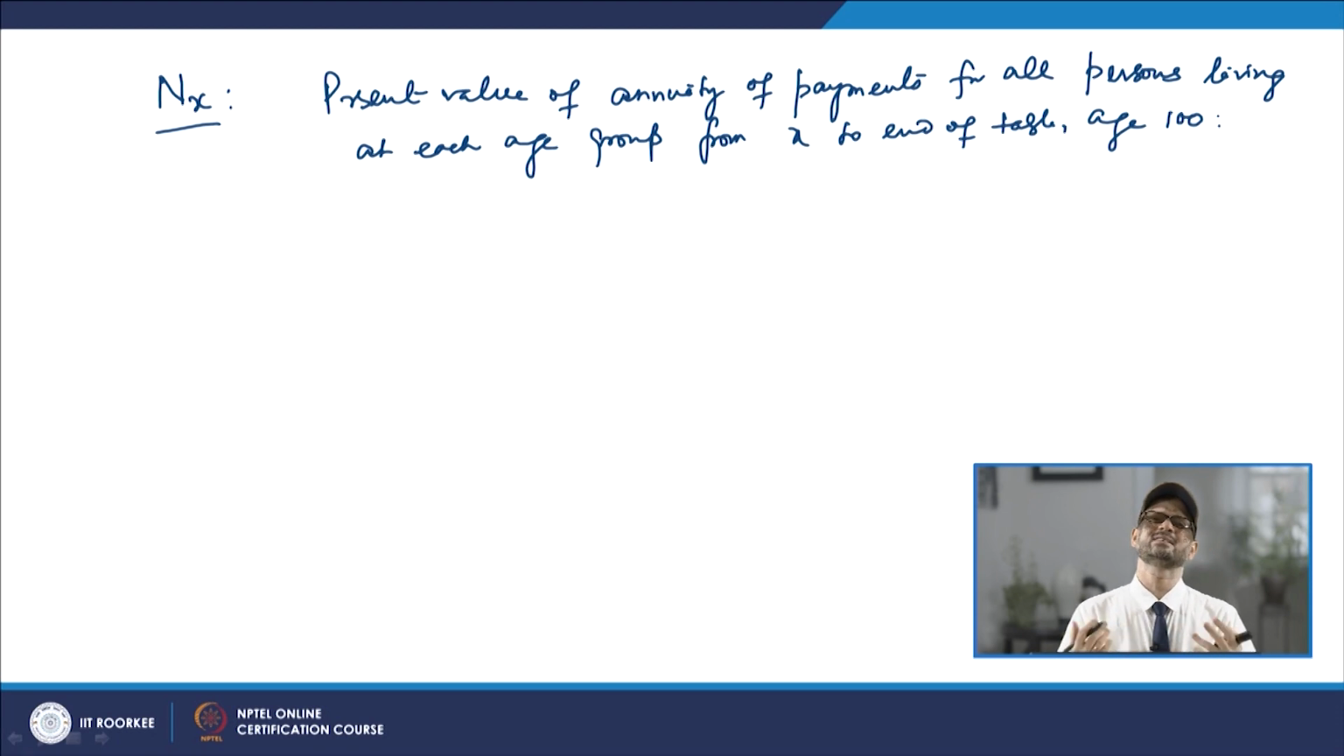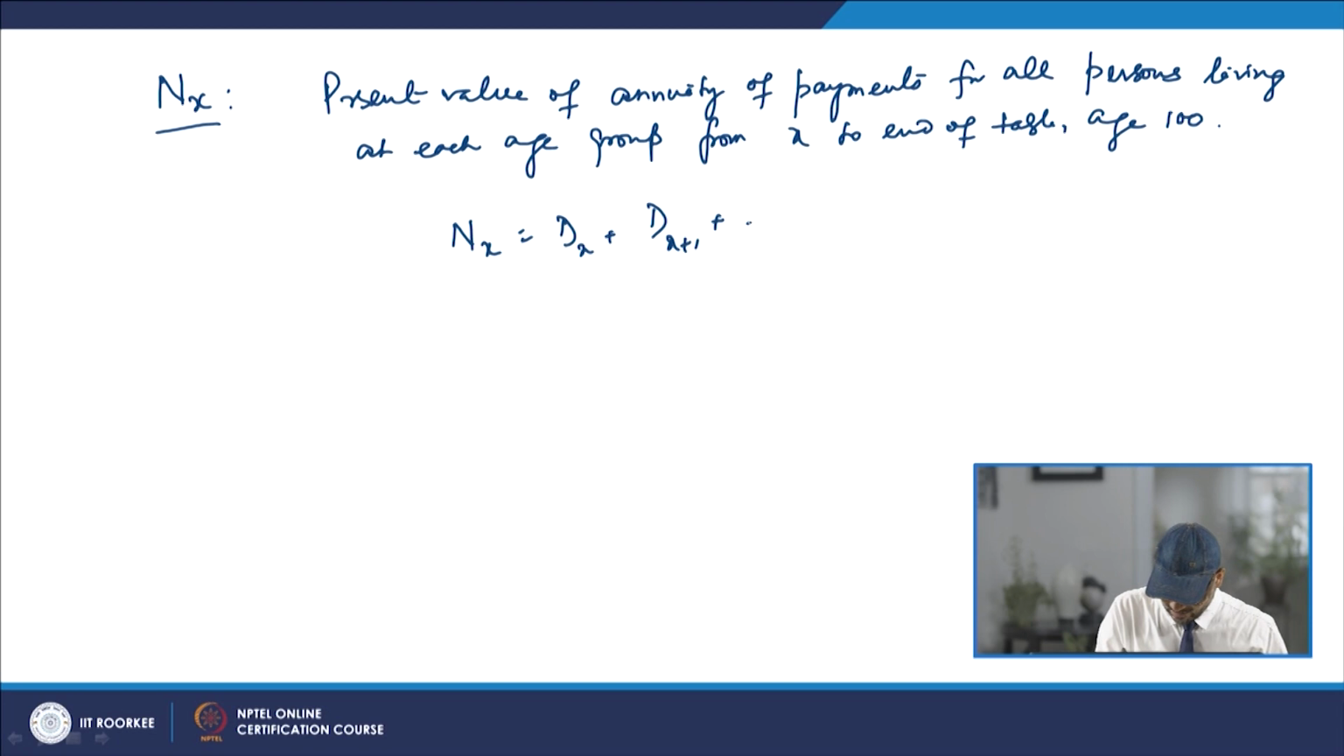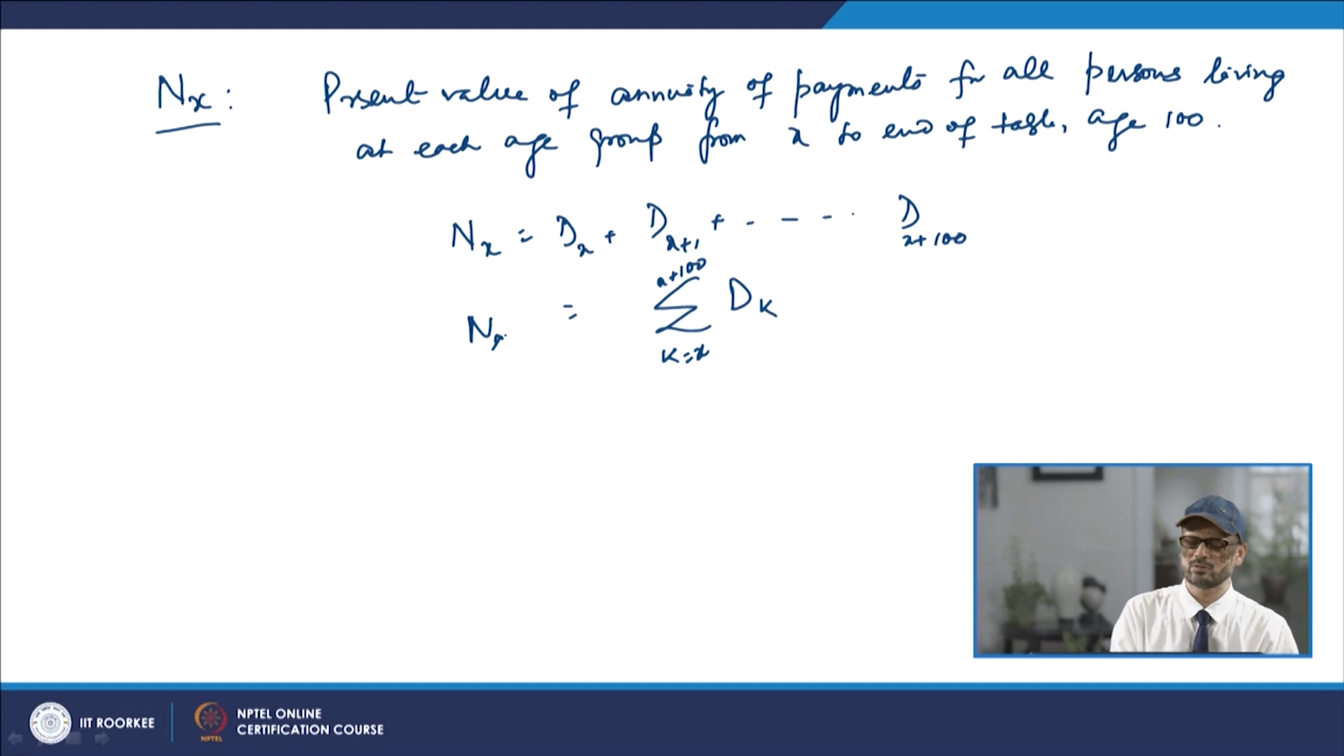So, basically it is nothing but the summation of the d, which as we have computed, it will be calculated as the sum of those values. So, Nx will be basically dx plus dx+1, like that it will go up to 100. It is written as the sum over k equal to x to 100 of dk. So, this is how you are going to calculate these Nx values.